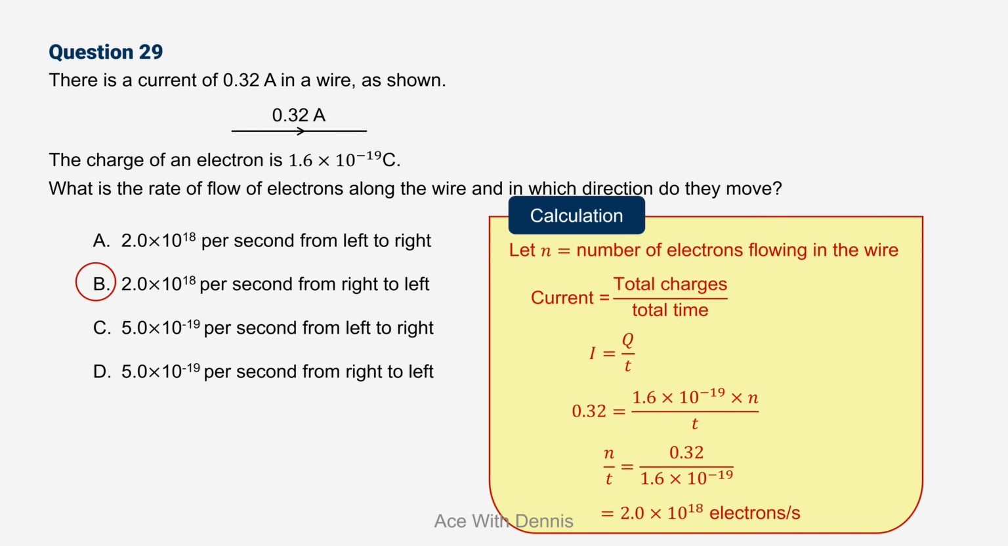Now the next question, in which direction do they move? So the current direction shown in the diagram here is the conventional current flow. So the flow of electrons will be in the opposite direction, hence it will flow from right to left. So the answer is B.